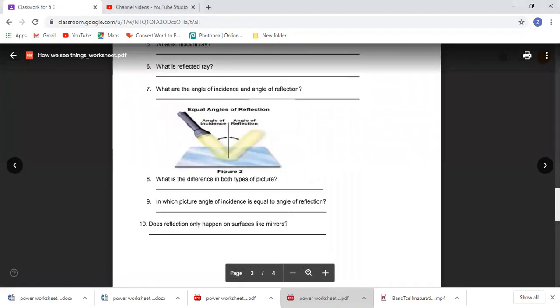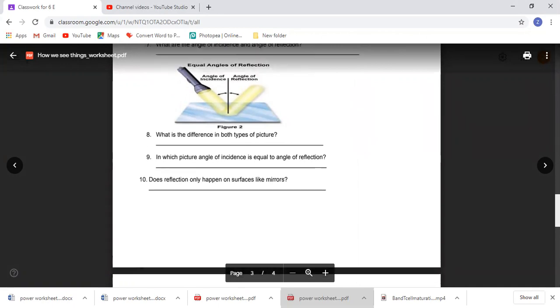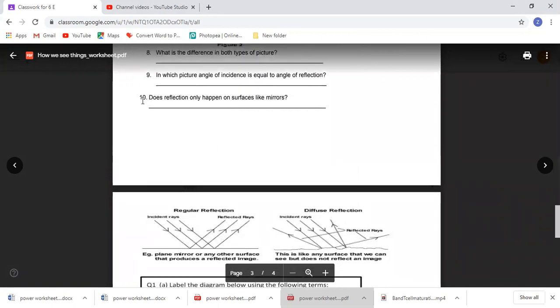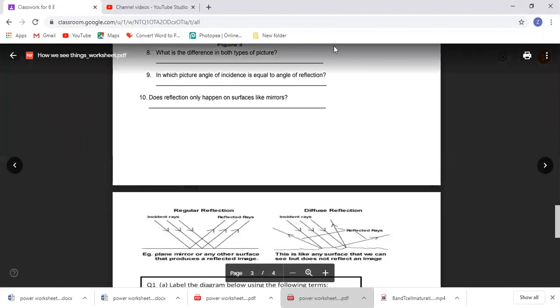Now, what is the difference between both types of pictures? They're talking about a picture on the next page, in which picture the angle of incidence is equal to the angle of reflection. Does reflection only happen on surfaces like a mirror? We just discussed it, question number 10, that reflection takes place everywhere, whether the surface is dull or bright, plain or smooth, okay? So over here, reflection will take place, and over here as well. But over here there'll be a regular reflection, and over here there'll be a diffuse reflection. So what's important to understand is the difference between regular reflection and diffuse reflection.